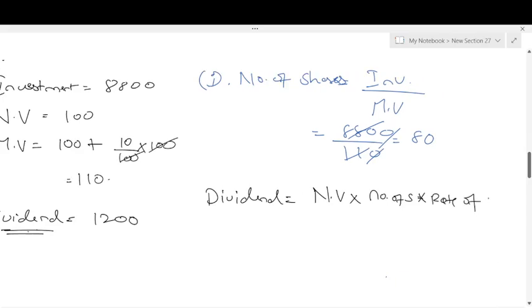So here, except rate of dividend, can you see all the other values are given? Yeah, tell me the dividend, students. 1200 is equal to nominal value 100 into 80 into what? Percent. I just write it as R percent. Calculate. What do we get?